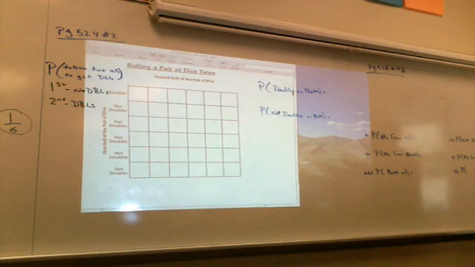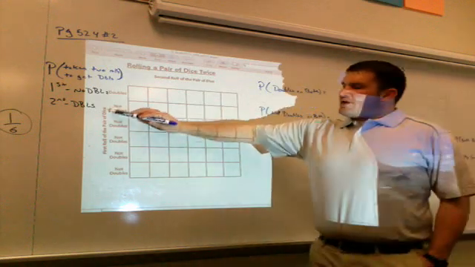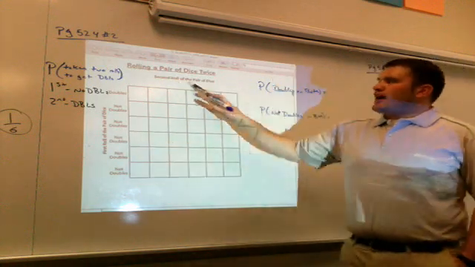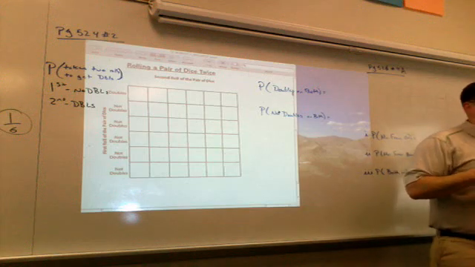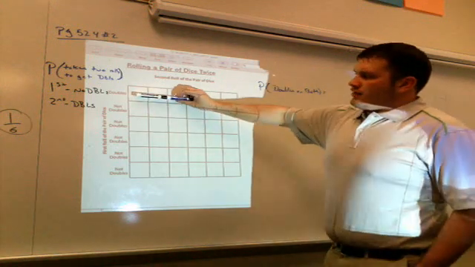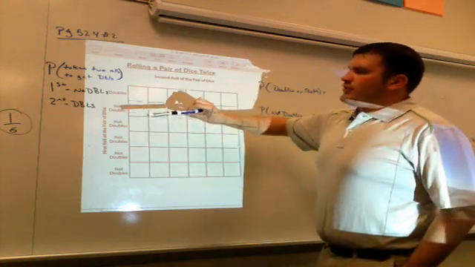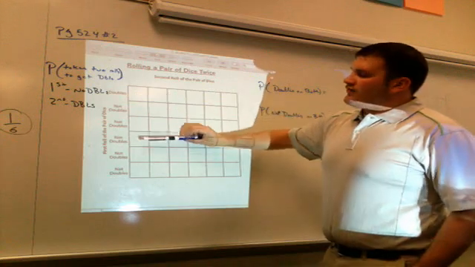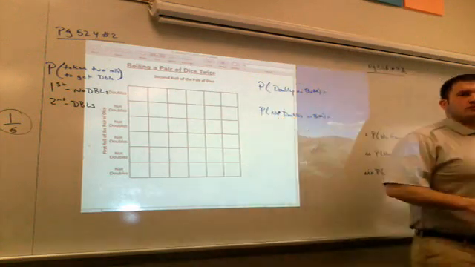Now, down the left side, we have our first roll. Across the top, we have our second roll. Why are the rows labeled this way? Why is there 1 row with doubles and 5 rows with no doubles? Because it's 1 out of 6 to get a double.